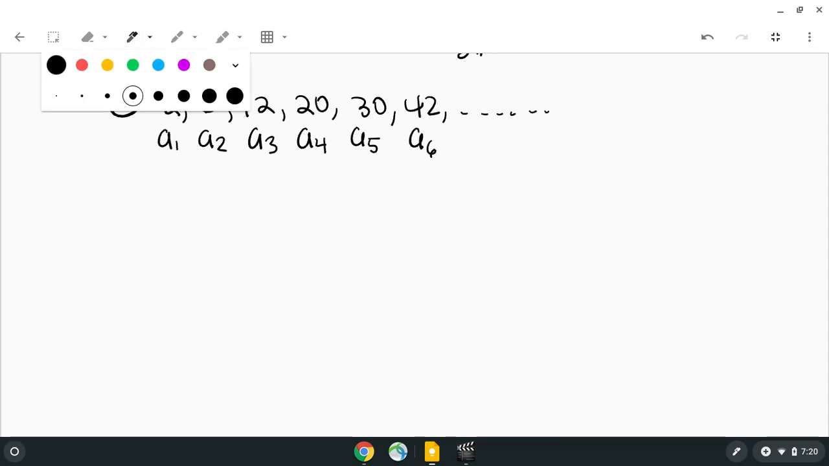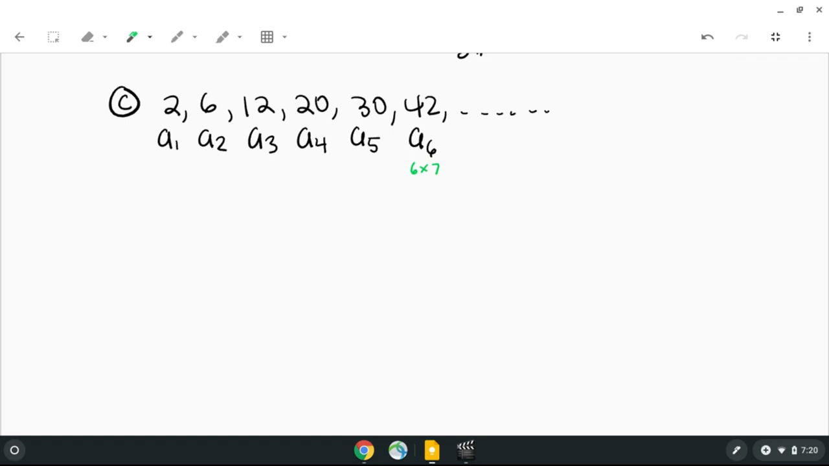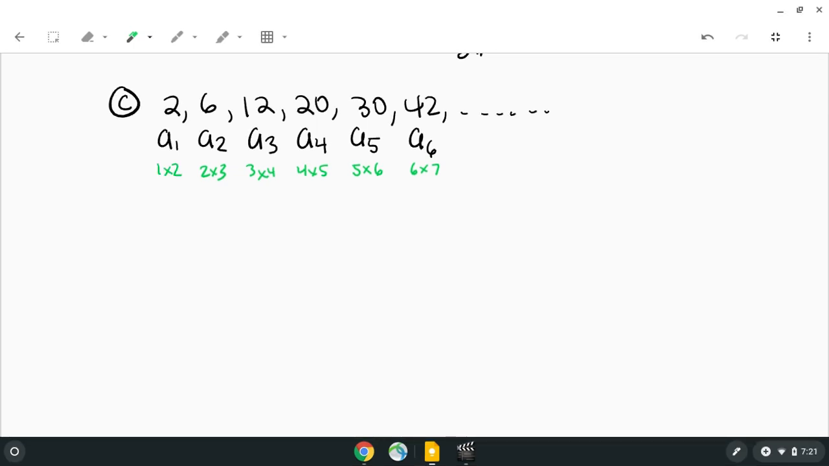Okay, so here I'm going to do some work underneath. When you plug in 6, you get 42. So you might be thinking, oh, 6 times 7. When you plug in 5, you get 30. Oh, 5 times 6, right? When you plug in 4, you get 20. 4 times 5. So that looks like that is the pattern. So the question then becomes, how do you represent this, right?